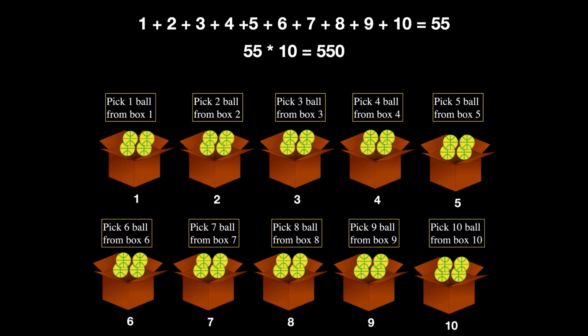550 grams is not possible, because we are already told in the puzzle description that one of the boxes comprises defective balls, with each defective ball weighing 9 grams. So this is the catch to solve this puzzle.